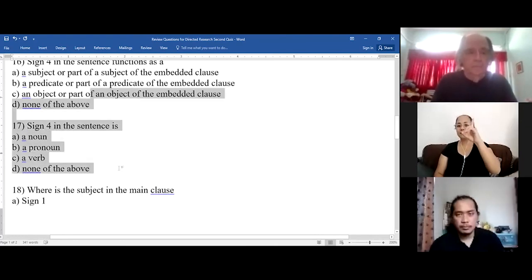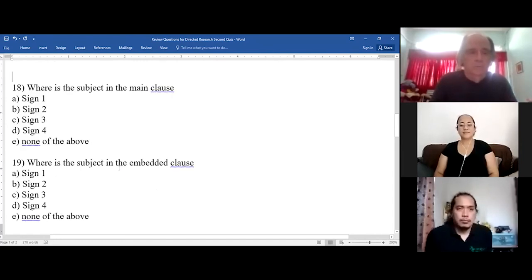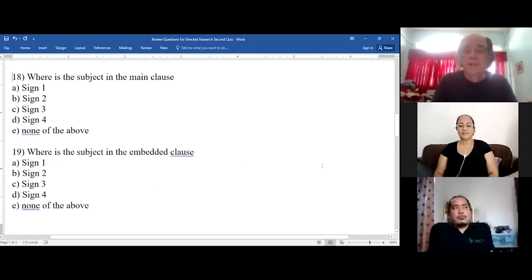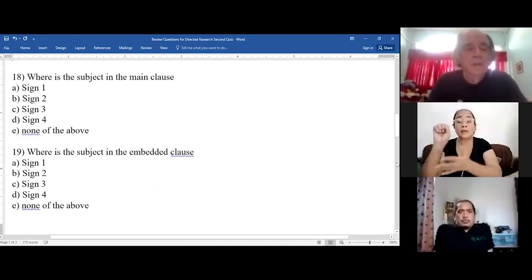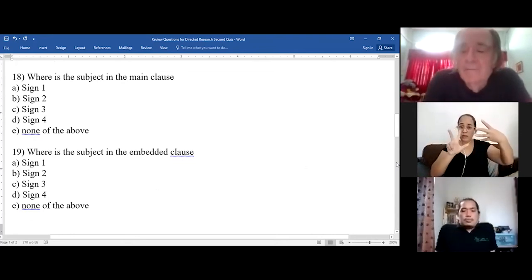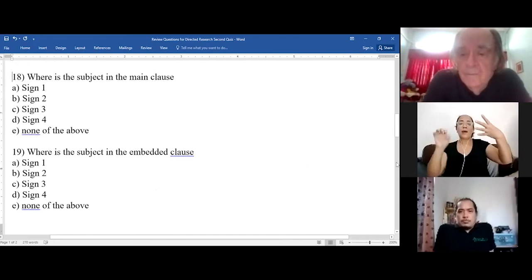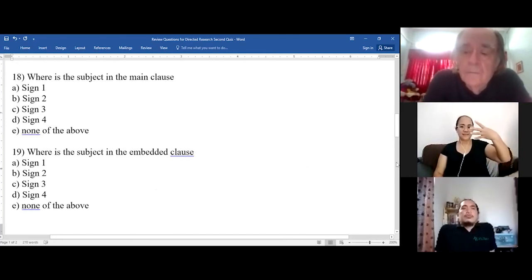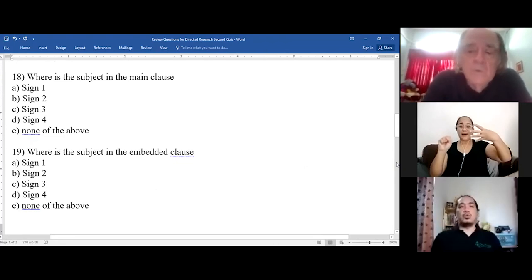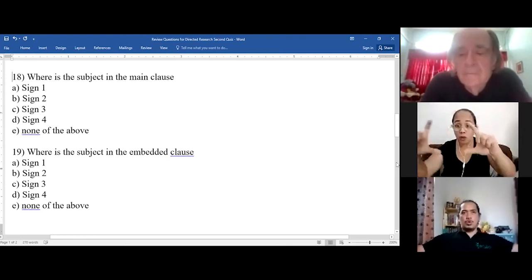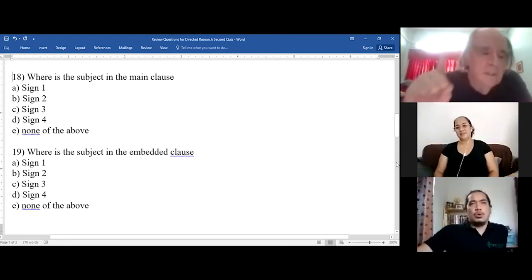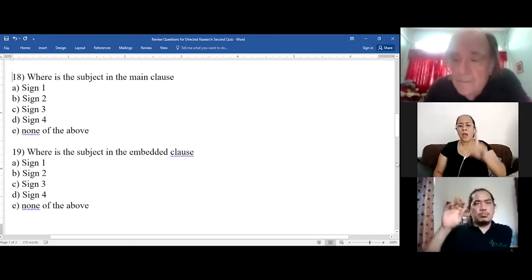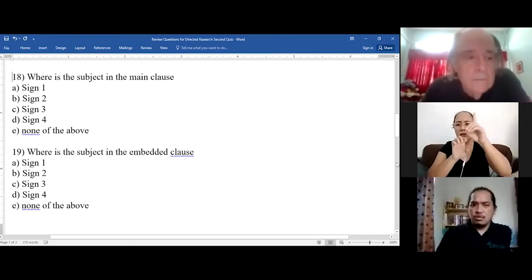Now, where is the subject in the main clause? Sign 1, 2, 3, 4, or none of the above. So is 4 the subject of the main clause? E. No. E. Renz is saying E. E, none of the above?